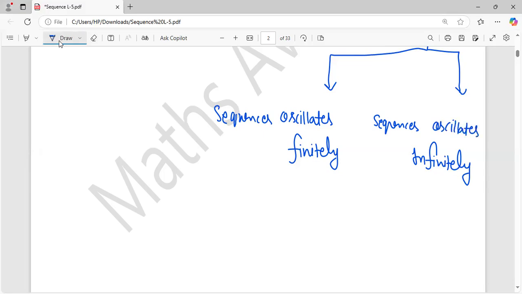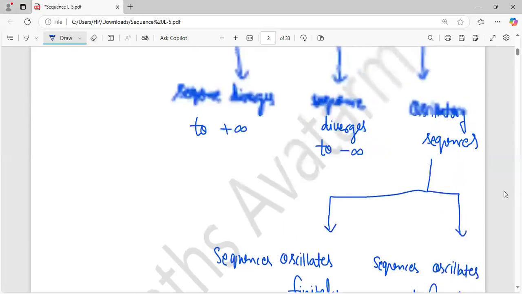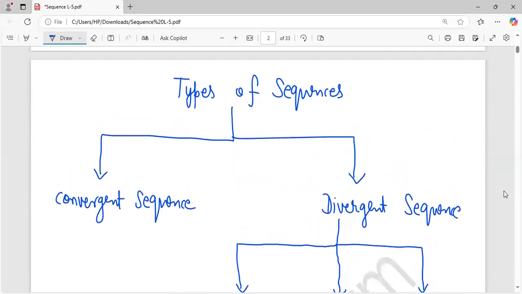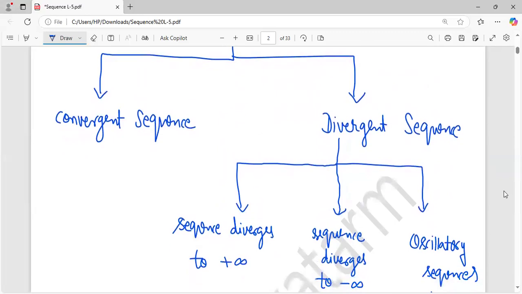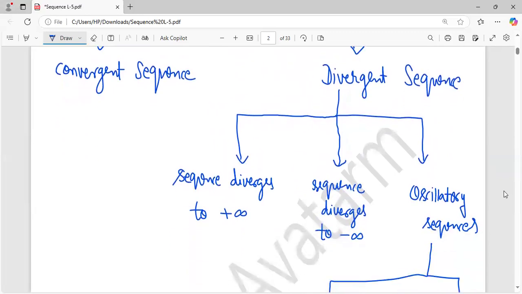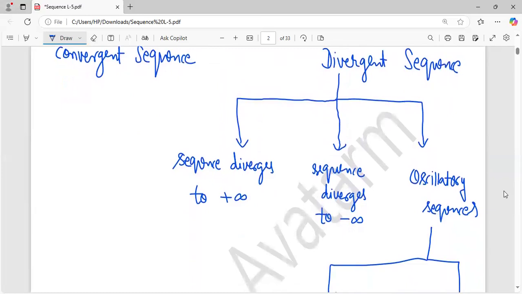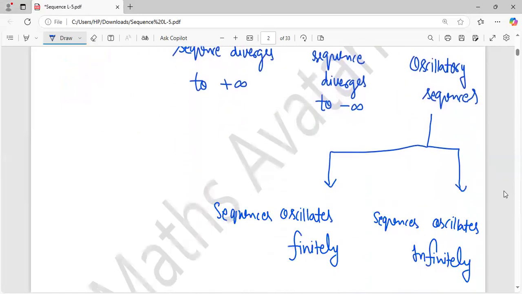Now, again I am recalling, sequences are of two types: convergent sequence and divergent sequence. Divergent sequence has three types: sequence diverges to plus infinity, sequence diverges to minus infinity, and oscillatory sequences, the sequence which oscillates. And oscillatory sequences are two types: sequences oscillate finitely, sequence oscillates infinitely.